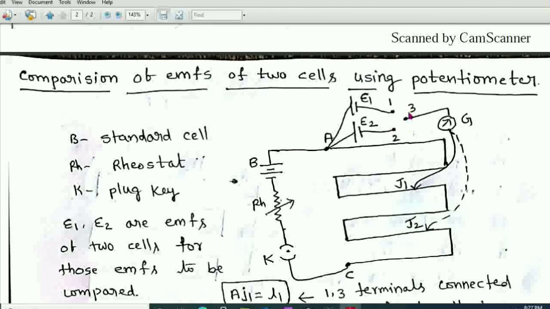This is called a two-way key. A two-way key has three terminals, three connecting points. The negative terminals of the two cells are connected to 1 and 2, and the third terminal is connected to one end of the galvanometer, G. The other end of the galvanometer is connected to the jockey. We have already discussed that the jockey is a metal rod with a knife edge which can be slid on the wire. So this is the circuit diagram we are using to compare the EMFs of the two cells.